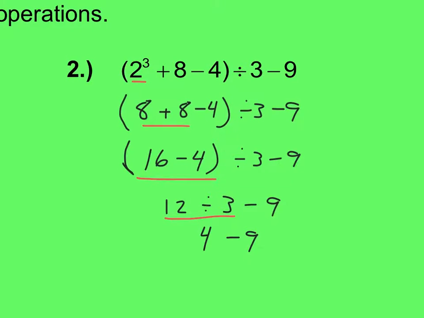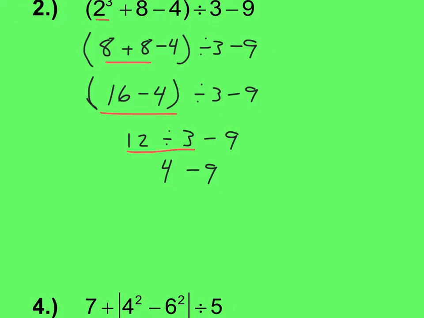And now you got to be careful here because we have integers, and 4 minus 9, remember we're going to add the opposite. So off to the side I'm going to write 4 keep, minus becomes plus, and positive 9 becomes negative 9. So our math problem is 4 plus negative 9, and 4 plus negative 9 is negative 5. Be very careful of your integers.